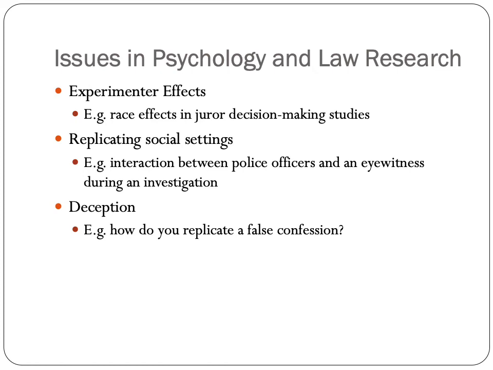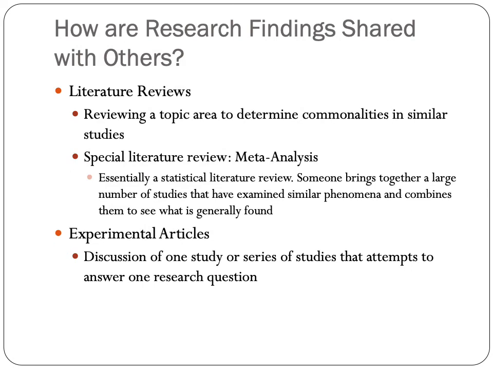Now, there are some ways that research findings are shared with others. The main way is through literature reviews, right? Reviewing a topic area to determine commonalities in similar studies. There are special literature reviews called meta-analysis. That's essentially a statistical literature review where you bring together a large number of studies that have all examined the same thing, like eyewitnesses or false confessions, and we combine them all into one big paper that says, here is the state of the field on this topic. And it's typically called a white paper or a meta-analysis, right?